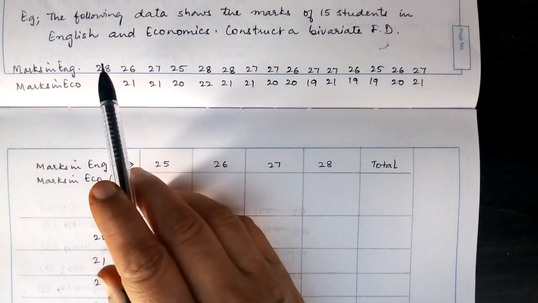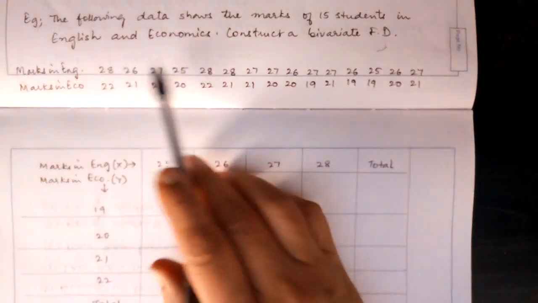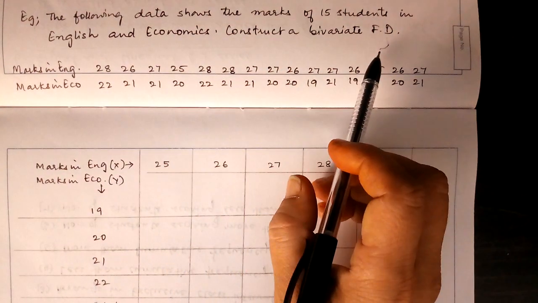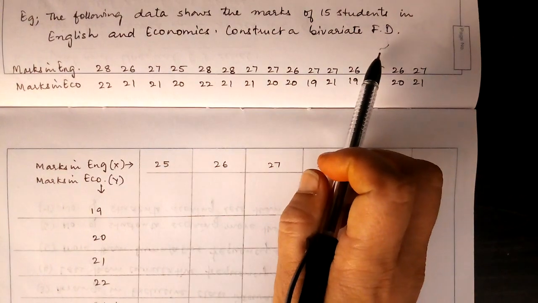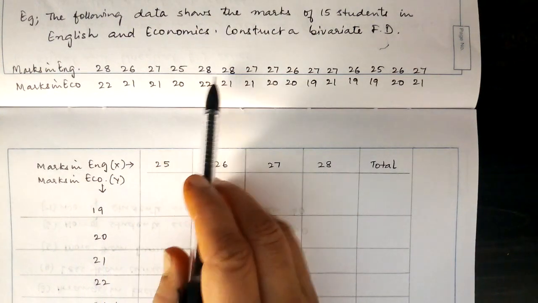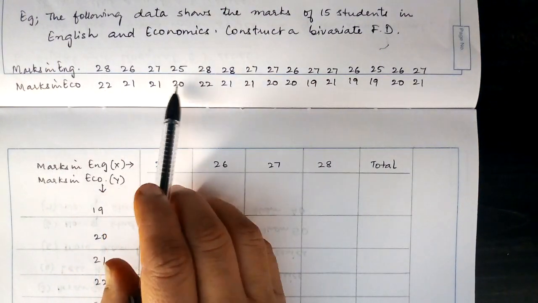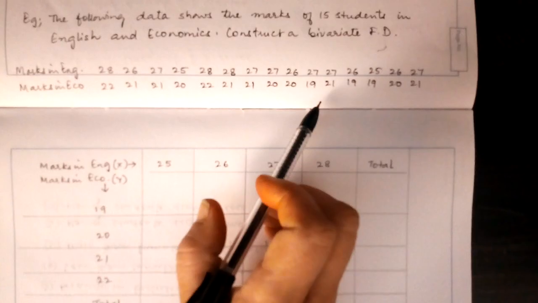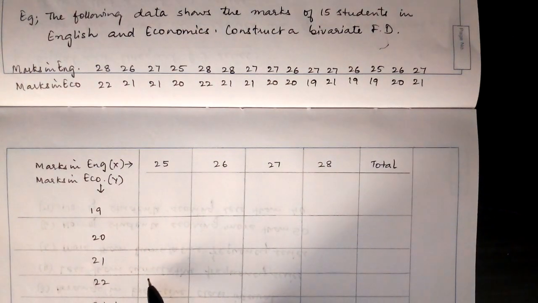Here we have an example. The following data shows the marks of 15 students in English and economics. Construct a bivariate frequency distribution. So we have marks in English 28, 26, 27, 25, 28 and so on. Then marks in economics 22, 21, 21, 20, 22, etc. Now we will construct a bivariate frequency distribution.